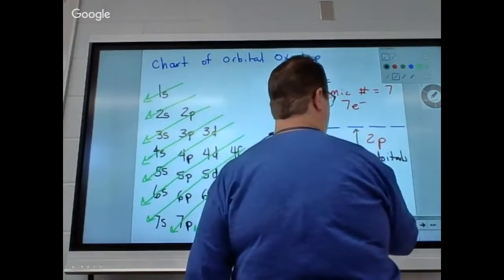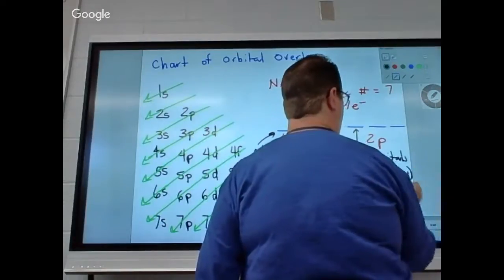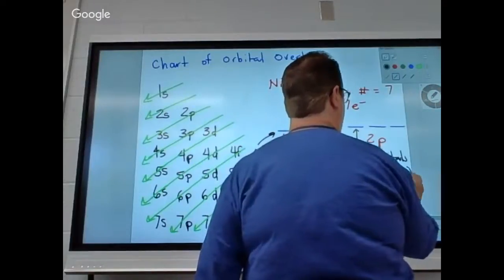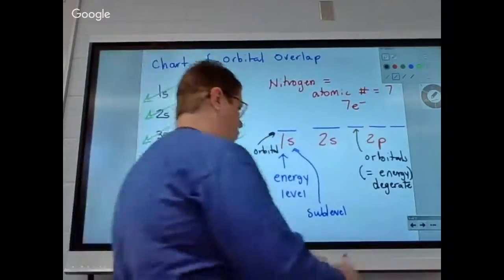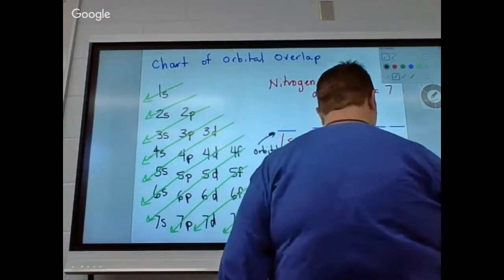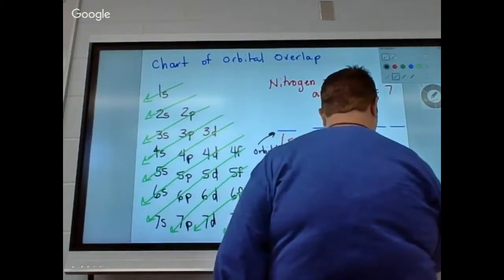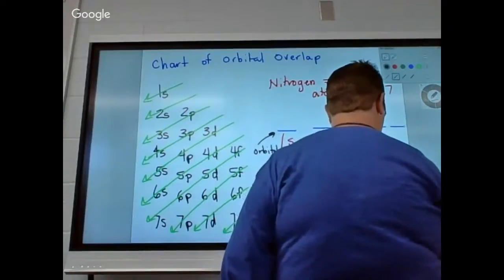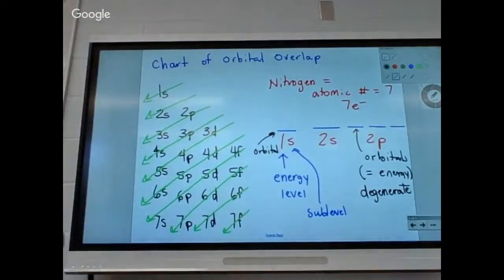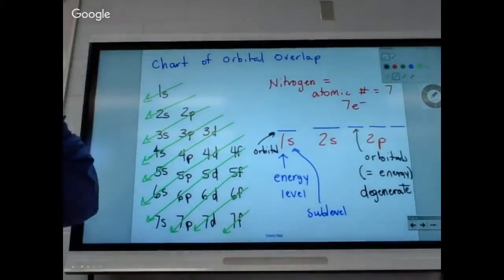Now, these are the ones that I said in Hund's rule are equal energy. That's that new word I gave you. I spelled it wrong. Let me go back and fix that mess. Degenerate. There, I spelled it right. They're degenerate. Okay?